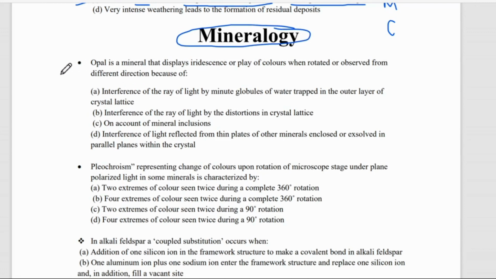The question which you can expect from this topic is that opal is a mineral that displays iridescence. This is the property of opal, also called play of colors when rotated or observed from different directions, because it has water trapped in its structure.